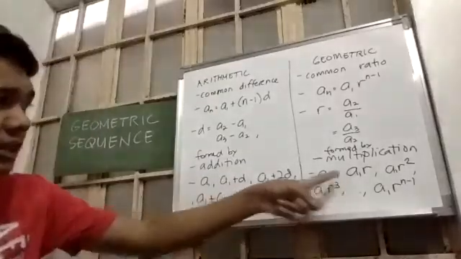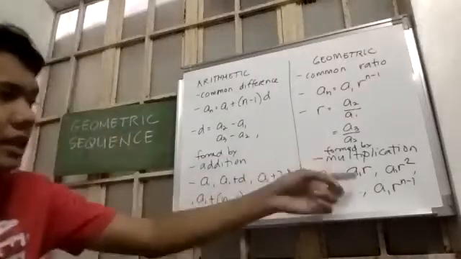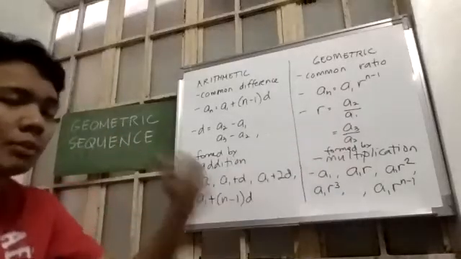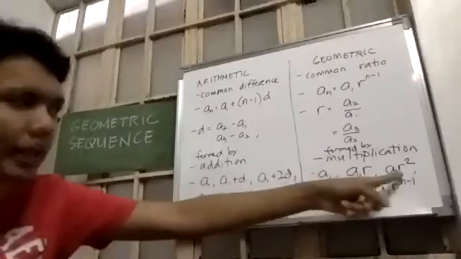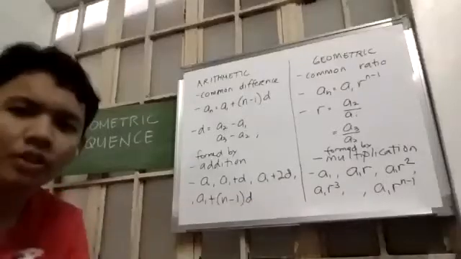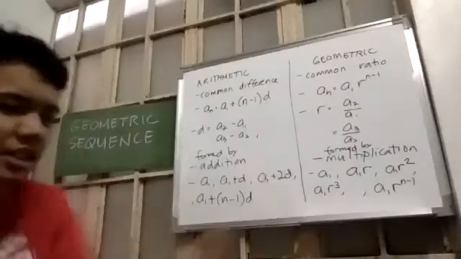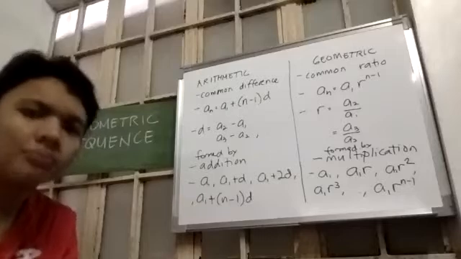Next, kay geometric naman, we have a sub 1 pa rin, kasi yun yung first term natin. Next, nag-multiply naman tayo kasi it is formed by multiplication. So, multiply tayo ng r, multiply tayo ulit ng r, kaya naging r squared. Multiply tayo ulit ng r, para naging r cubed. So, hanggang umabot ka ulit sa general formula niya na, a sub 1, r raised to n minus 1.